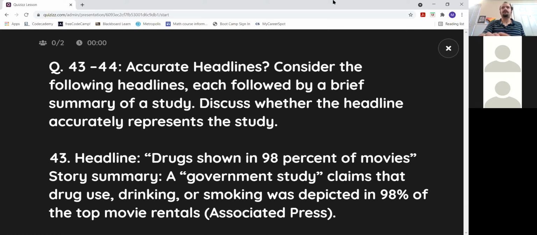No. The headline more like says that it's shown in 90% of all movies. Yeah, it's basically saying all. And the story says top movie rentals, right? So that says 98% of all movies. This is saying 98% of the top rentals.